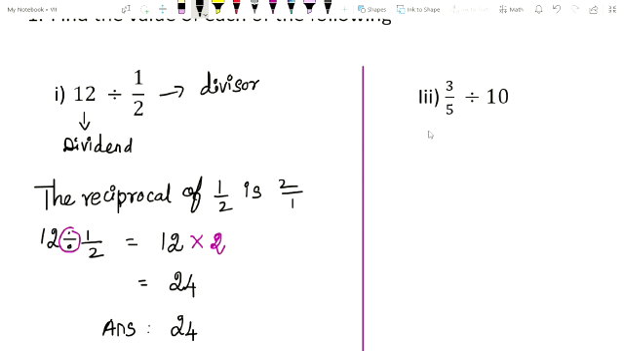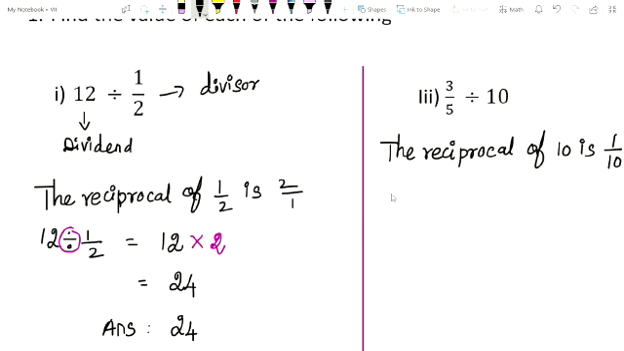Okay. So, we need to take the reciprocal of the divisor. Okay. Not the dividend. Only the divisor we need to take. So, the reciprocal of 10 is 10 by 1, children. Okay, so the reciprocal of 10 is 1 by 10.